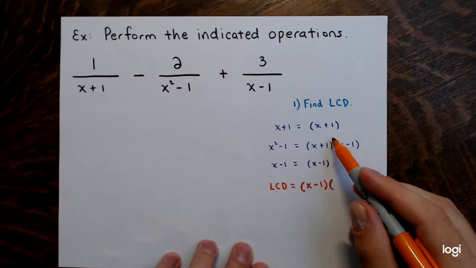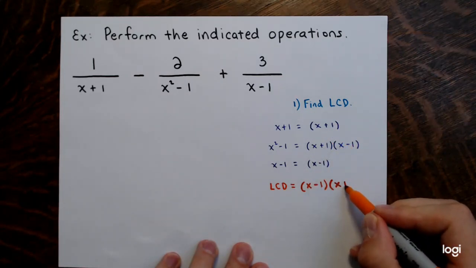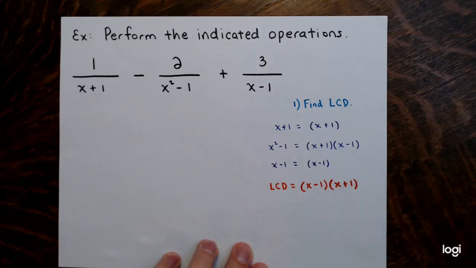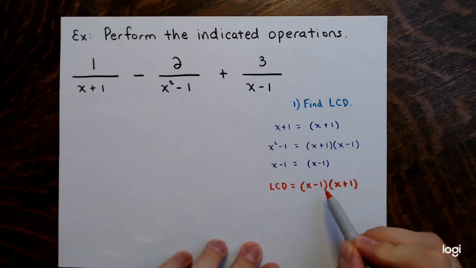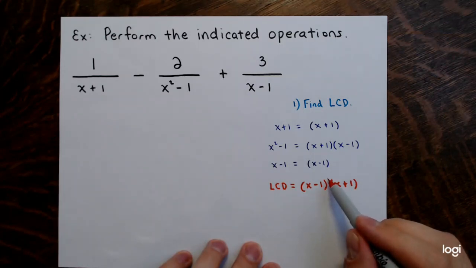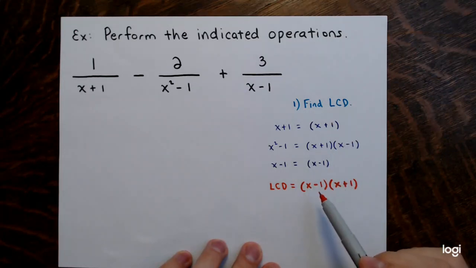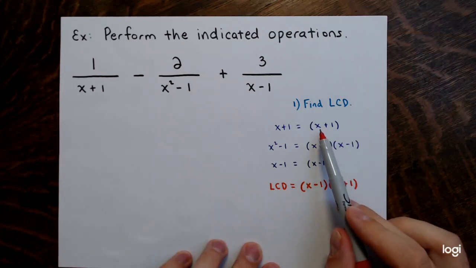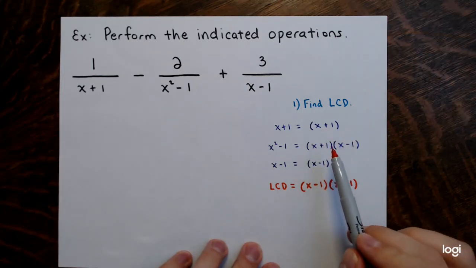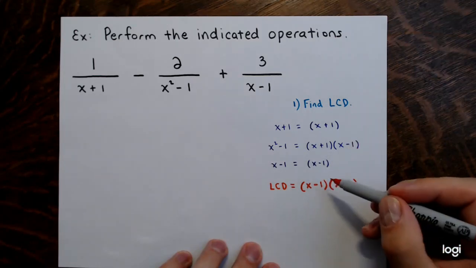Times, and then again I'm going through the factorizations of these denominators. I'm seeing factors of x plus 1. So I'm going to have an x plus 1 to some power in the factorization of the LCD. And what are those powers? What are the exponents on these factors of x minus 1 and x plus 1? It's just the largest number of times that factor appears in any factorization of the denominators. So x minus 1 shows up 0 times here, once here, once here. And the largest of 0, 1, and 1 is 1.